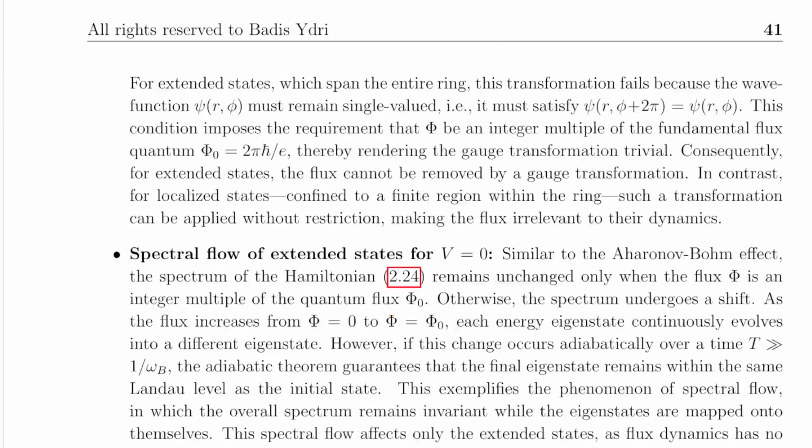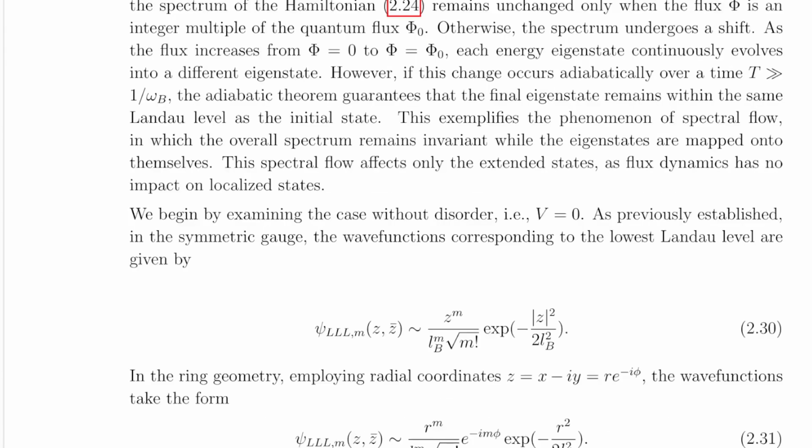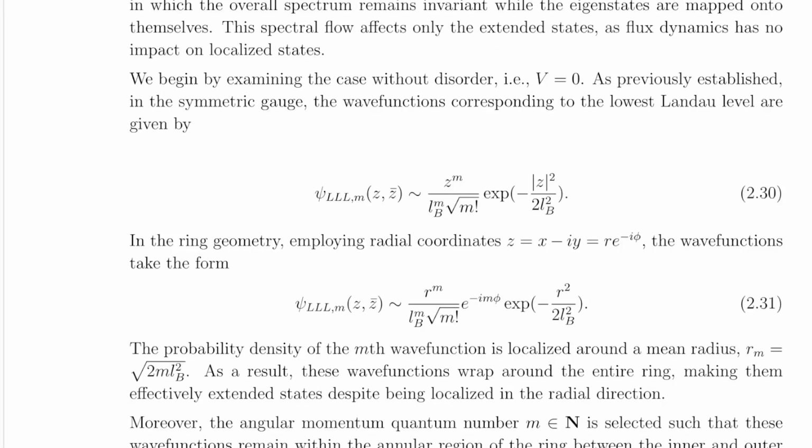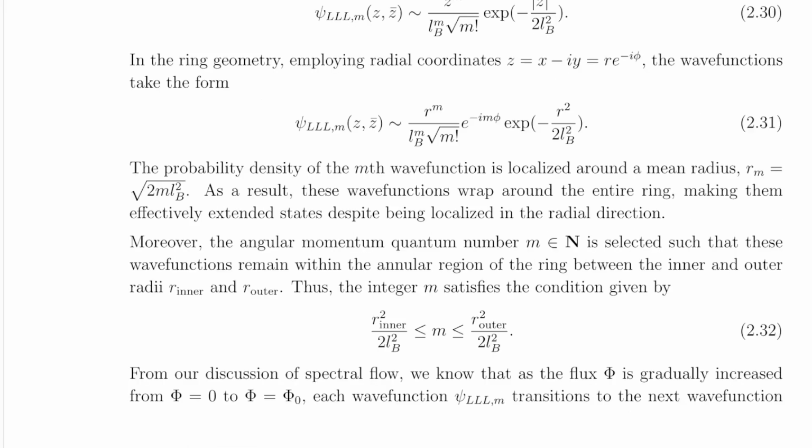Next, spectral flow. Suppose we slowly increase the flux. As the flux grows by one quantum, each extended state shifts smoothly into the next. If the potential disorder is zero, the system is clean. In this case, the wave functions in the lowest Landau level are simple, localized around specific radii depending on their angular momentum. As the flux increases, each wave function moves outward.